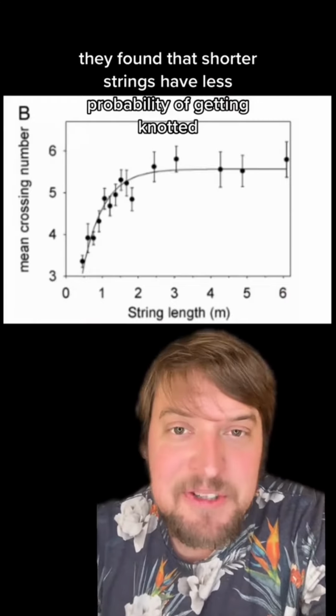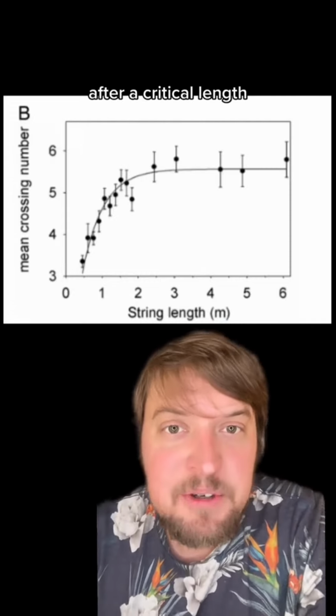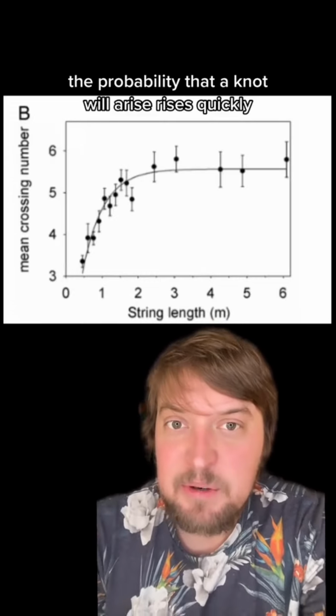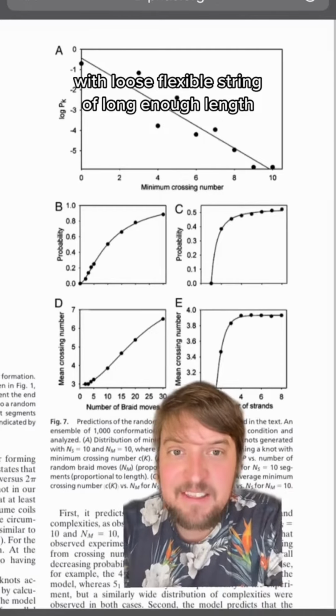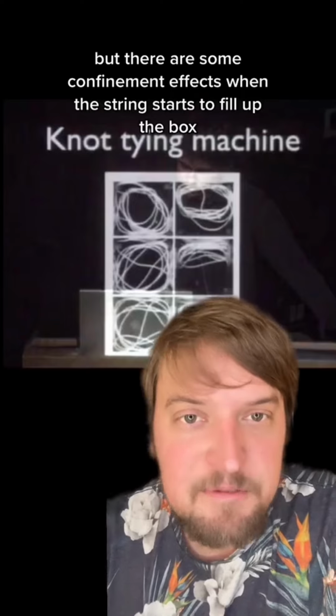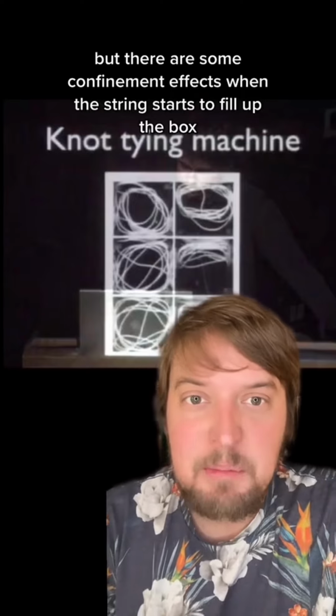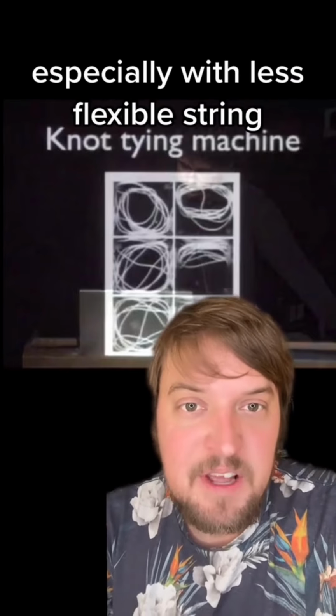They found that shorter strings have less probability of getting knotted when agitated. But after a critical length, the probability that a knot will arise rises quickly. With loose, flexible string of a long enough length, the probability of a knot forming nears 100%. But there are some confinement effects when the string starts to fill up the box. So the probability of a knot never reaches 100%, especially with less flexible string.